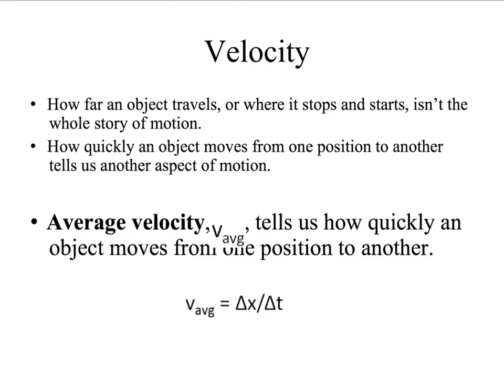And we call this average velocity, and we write it as V average. Realistically, we'll often just write V and assume we're talking about the average velocity. So velocity tells us how quickly an object moves from one position to another. We can calculate it using this equation, where the average velocity is equal to the displacement divided by the change in time. Please note that this is displacement and not distance.